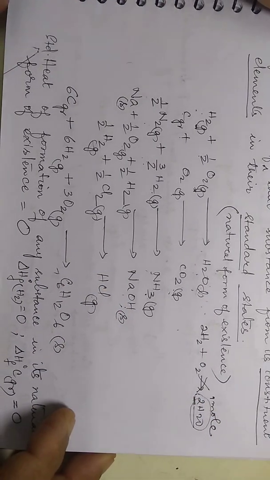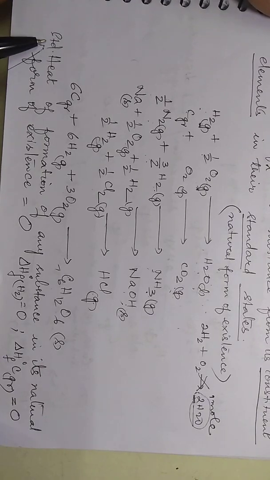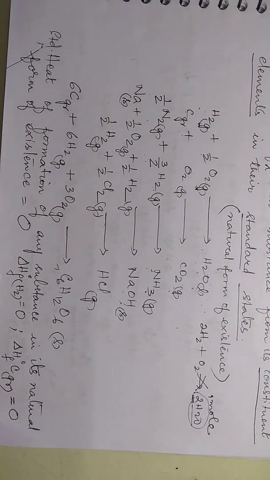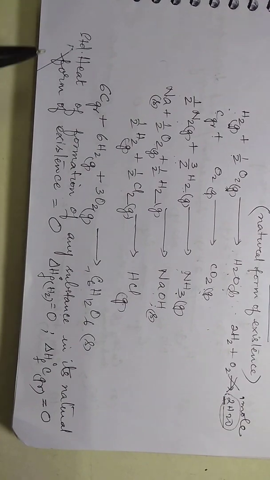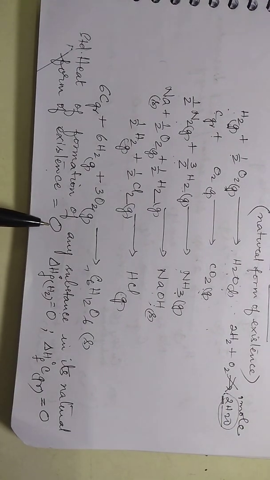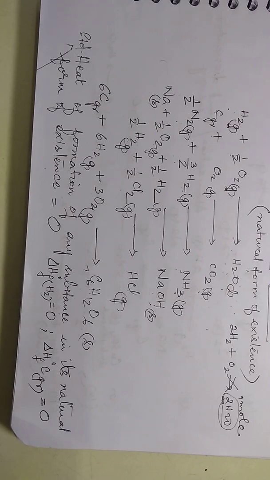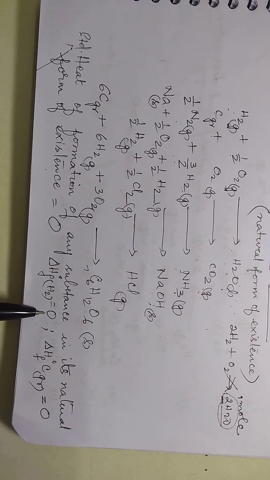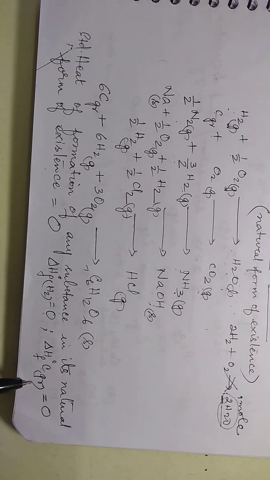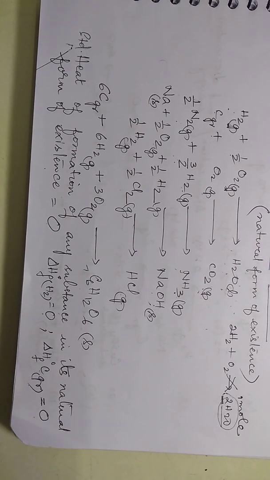And one more thing that you have to remember is standard heat of formation of any substance in its natural form of existence is 0. There is no heat of formation associated with any substance which is naturally existing. Like O2 is already there. Nobody is forming it. It's already there. So heat of formation of oxygen is 0. Same way hydrogen is there. So heat of formation of hydrogen is 0. Heat of formation of carbon in the graphite state is 0 because it's already existing.